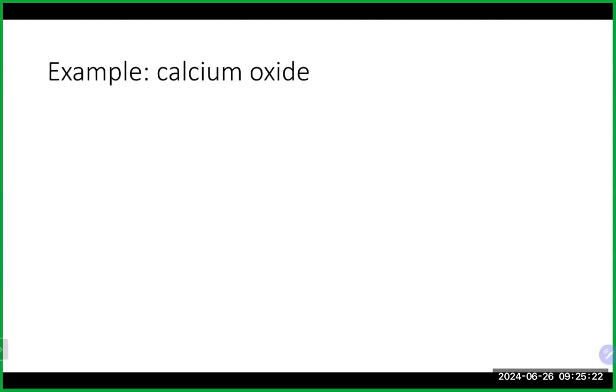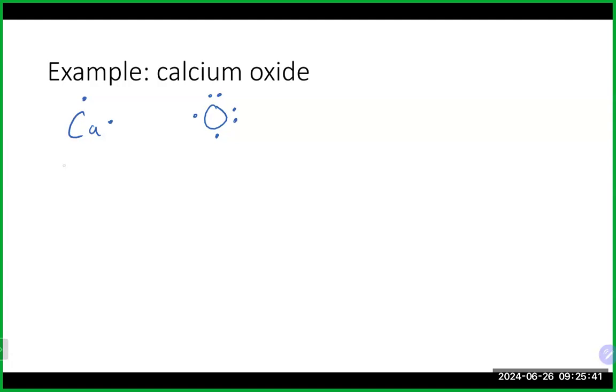Now, if we look at another example like calcium oxide, calcium is group number 2, which means it has 2 valence electrons. Oxygen is group number 6, which means it should have 6 electrons.